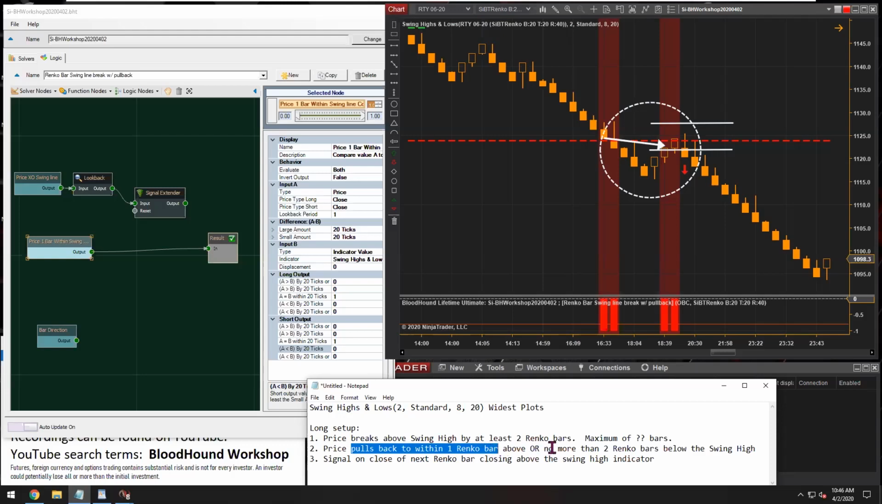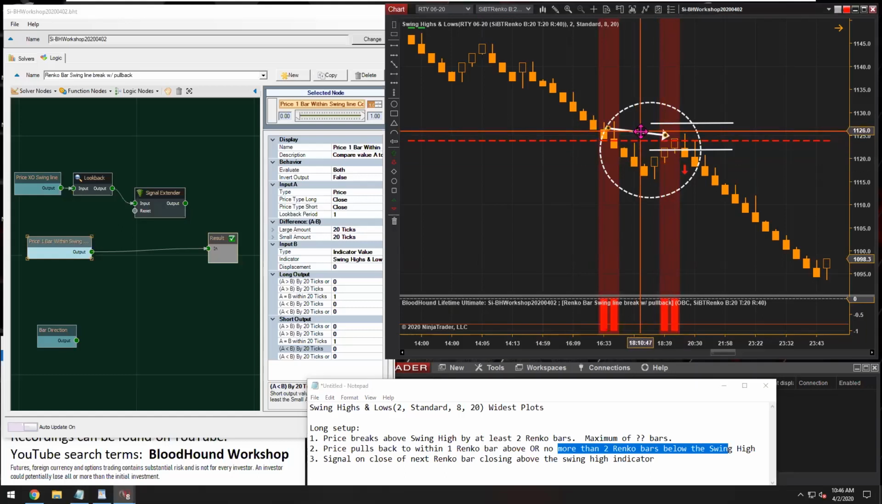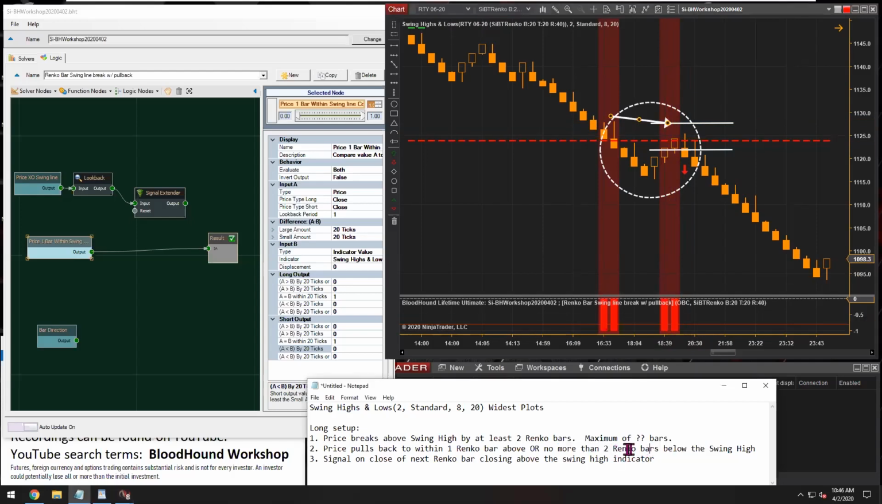And now we need to make sure that the Renko bars do not go more than two bars past the swing point, right? So no more. We want to make sure that these Renko bars don't go past this 2-bar distance limit. And actually, sorry, it's not really a distance, but it's actually 2 bars.